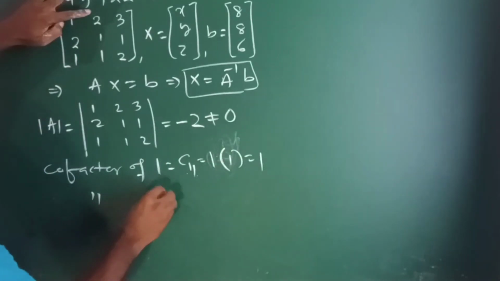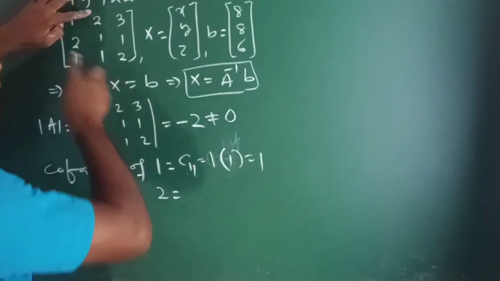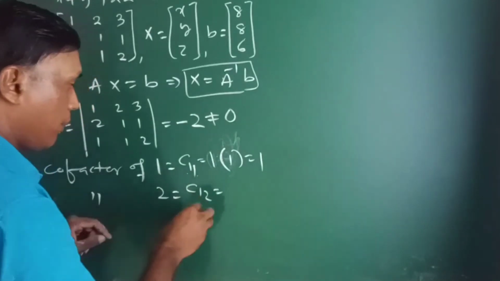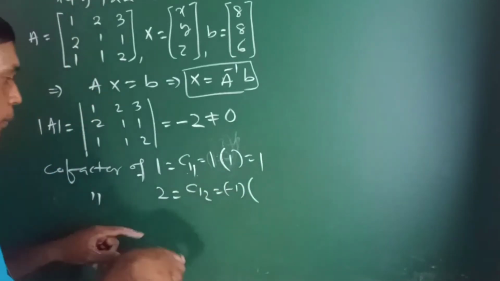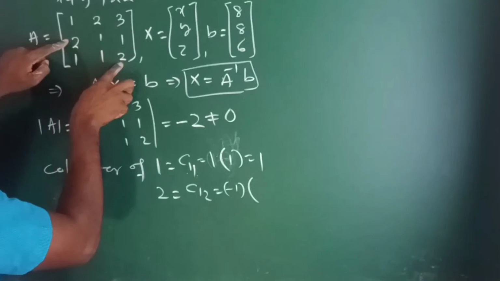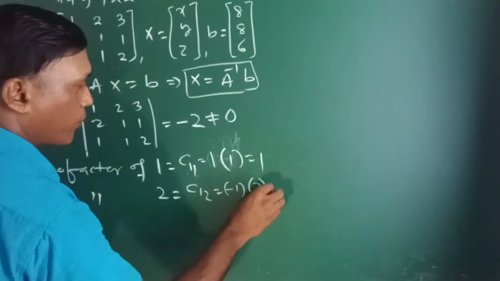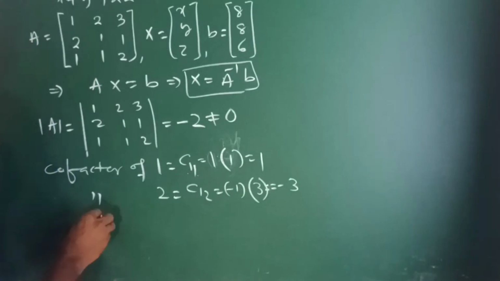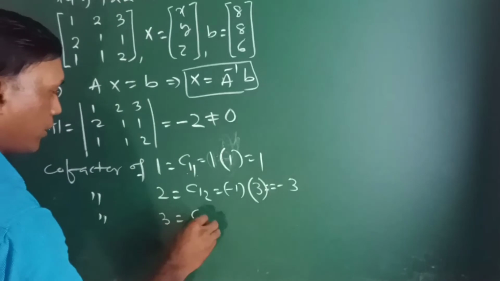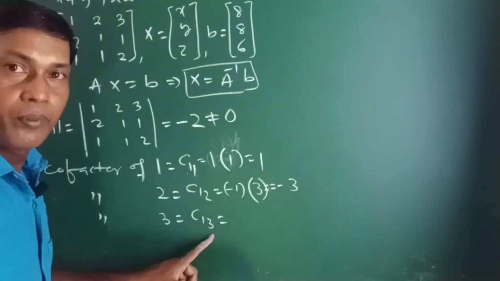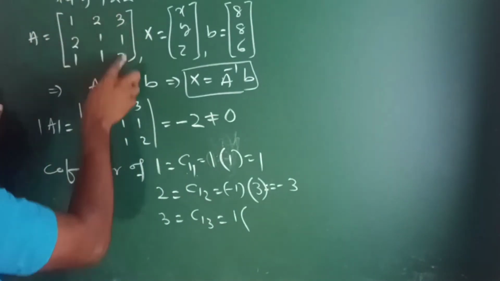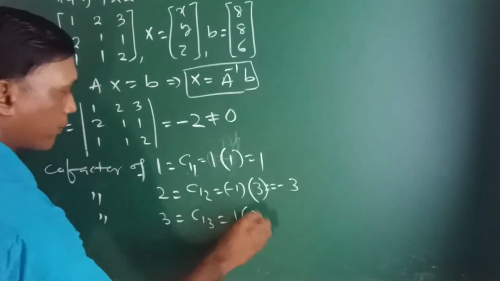Next is the cofactor for 2, but this is in A12, first row second column. So this is C12. Look at here, 1 plus 2 is odd. So if odd, then the cofactor is -1 into the minor of 2, and the minor of 2 is: omit this row and this column. 2 times 1 minus 1 times 1 is 1... so this is -3. Next, the cofactor of 3. This is in the first row third column, C13. 1 plus 3 is 4, even. Even means 1 into the minor of 3, and the minor of 3 means leave the row and column: 2 minus 1 is 1.